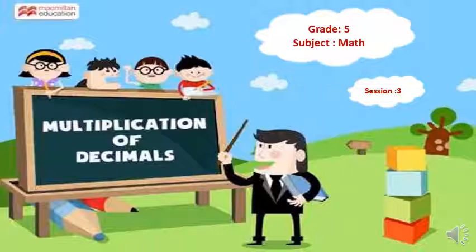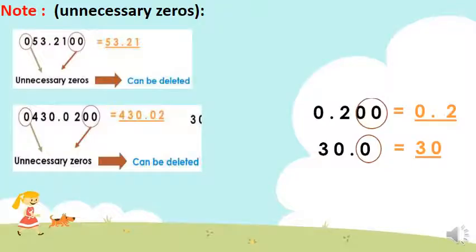After we learned how to multiply a decimal number by a natural number and multiplying two decimal numbers together, let's learn today how to multiply a decimal number by a power of 10. It means we are going to learn how to multiply a decimal number by 10, by 100, and by 1000. Let's start. Before we continue, let's take a note.